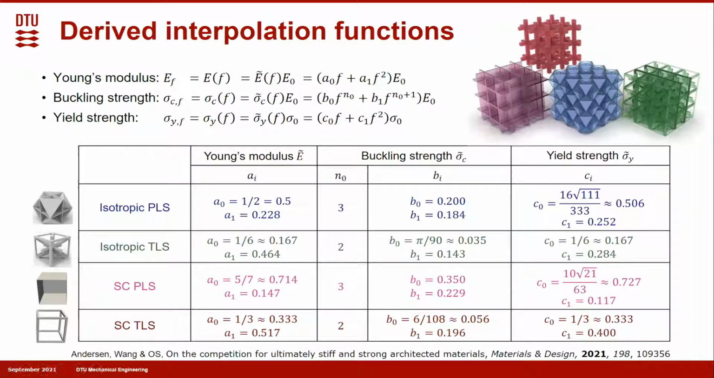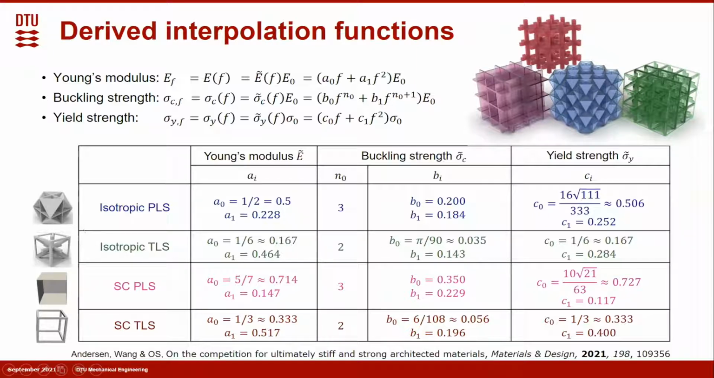Then we came up with two-term interpolations for Young's modulus and buckling strength under uniaxial compression, and yielding strength. As one can see, Young's modulus and yielding have a linear volume fraction dependency. Different from them, buckling strength has a higher order volume fraction dependency.